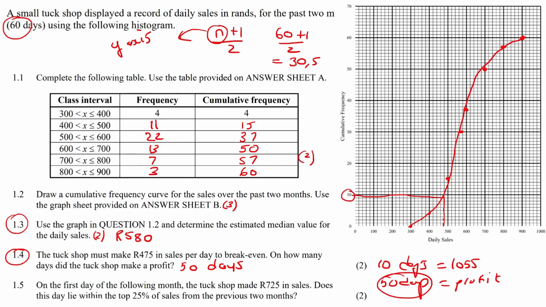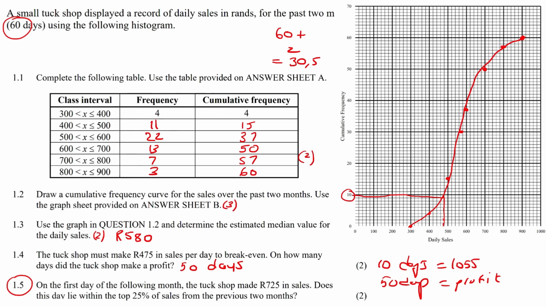50 seems about right. Okay, now on this one, it says, on the first day of the following month, the tuck shop made 725 Rand in sales. Very good. Does this day lie within the top 25% of sales from the previous 2 months? Okay, very easy to understand. Let me explain.